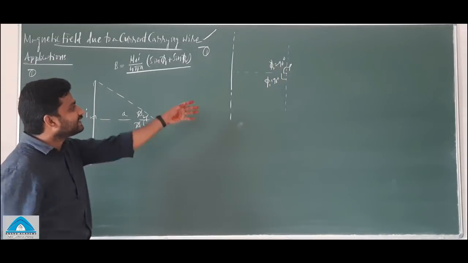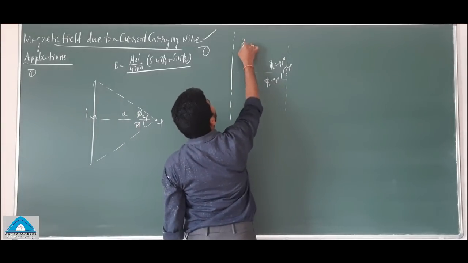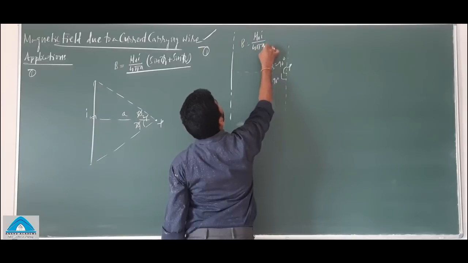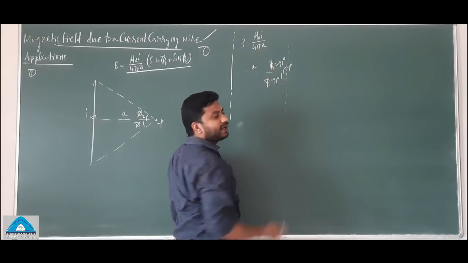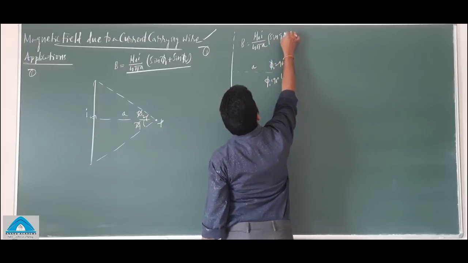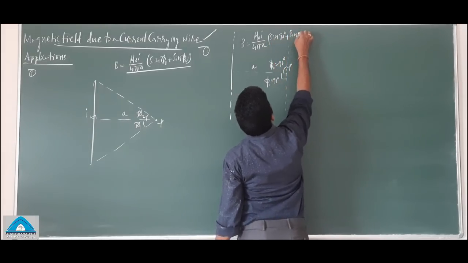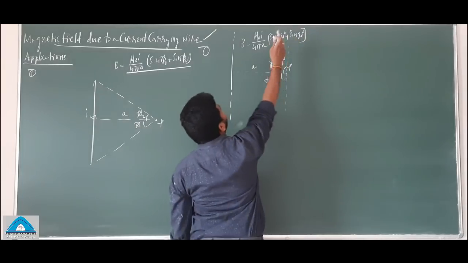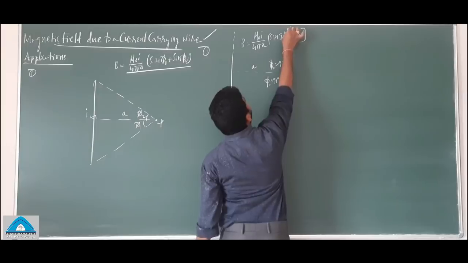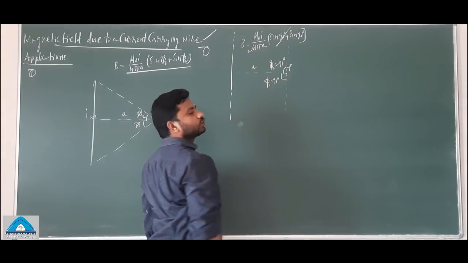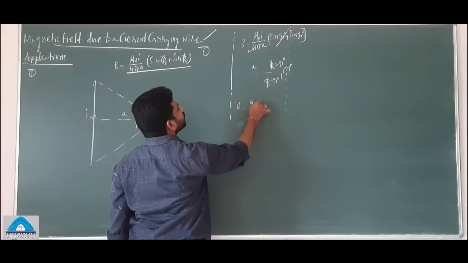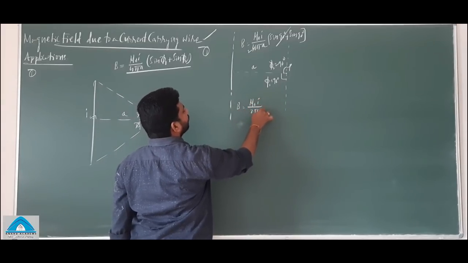Right? In this case, what you can write, B is equal to mu naught I by 4 pi a, and this a is the perpendicular distance, into sine 90 degrees plus sine 90 degrees. And 1 plus 1 is 2. Understand? So this 2 and this 2 cancel, right? So the final value is B is equal to mu naught I by 2 pi a.